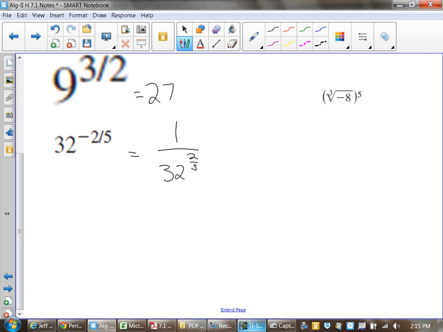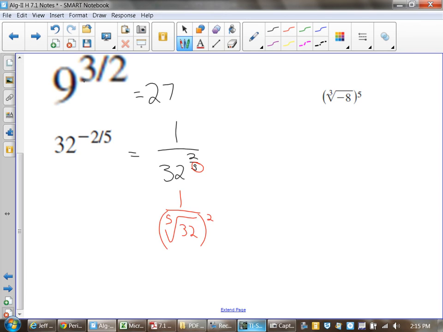Again, what's the nth root for this problem? What's the denominator? 5. Thank you. In this case, my denominator is 5. So this is saying 1 over the 5th root of 32, squared.